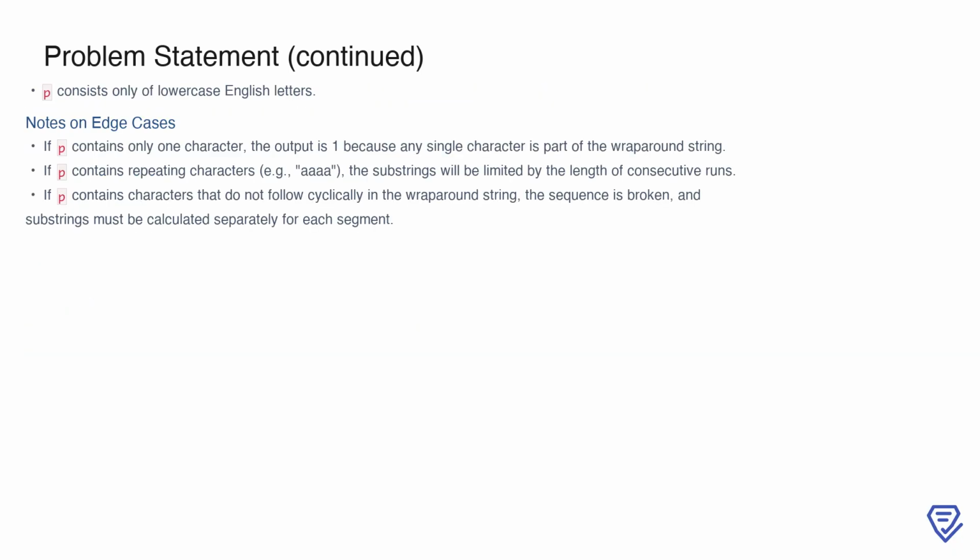Finally, let's consider some important constraints and edge cases. The length of the input string P can be up to 10,000 characters, so efficiency is key. If P contains only one character, the output is always 1, since any single letter is part of the wraparound string. For strings with repeating characters, such as "aaaa", the substrings are limited by the length of consecutive runs. For example, you can have A, AA, AAA, and so on, up to the length of the run. Additionally, if the characters in P break the cyclic order, such as "ac", the sequence is interrupted, and substrings must be calculated separately for each segment. These considerations are crucial for solving the problem effectively.